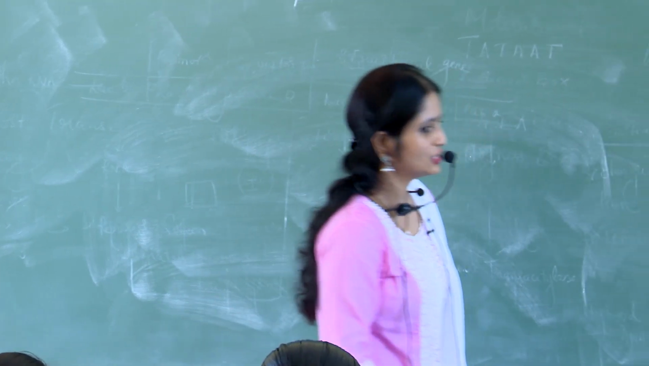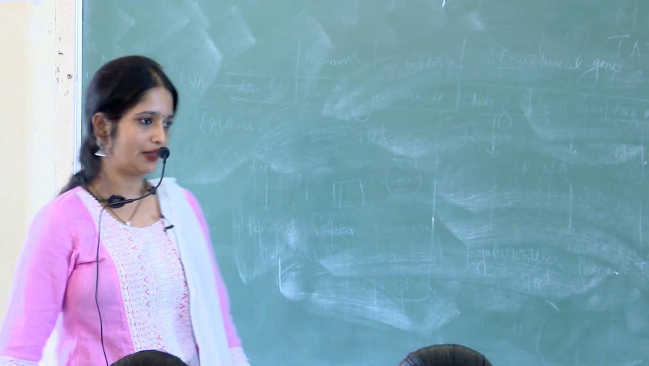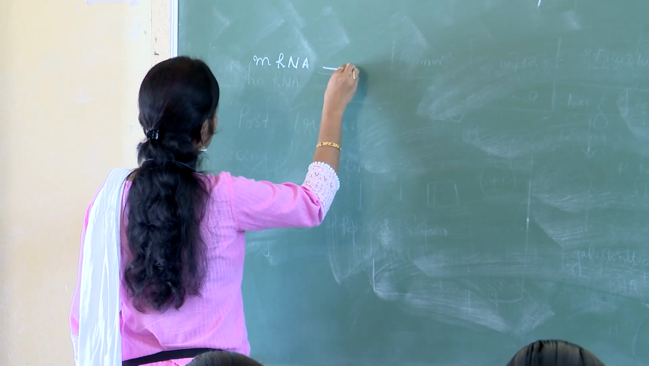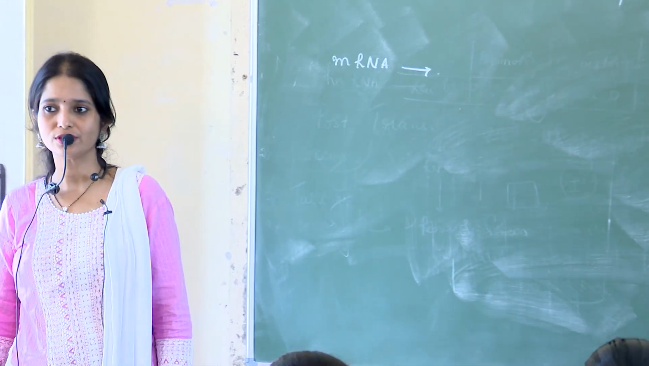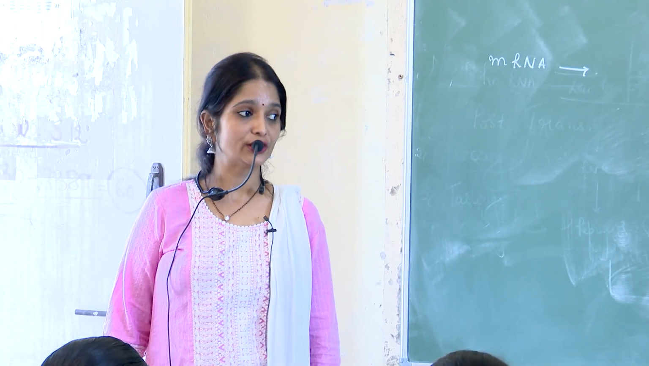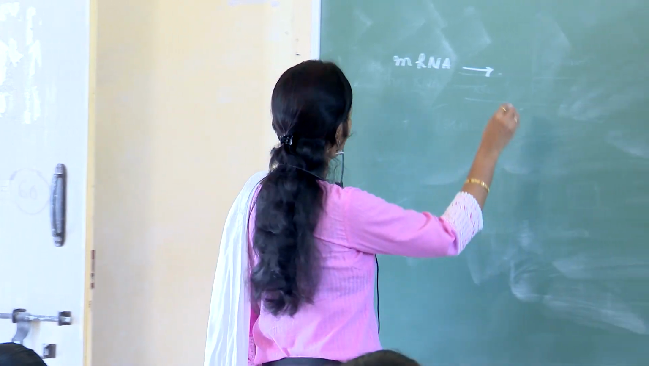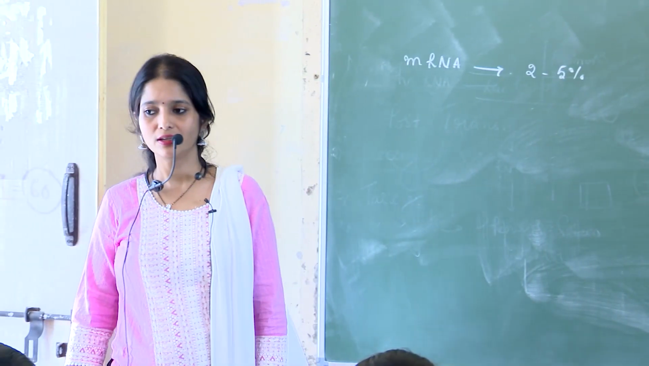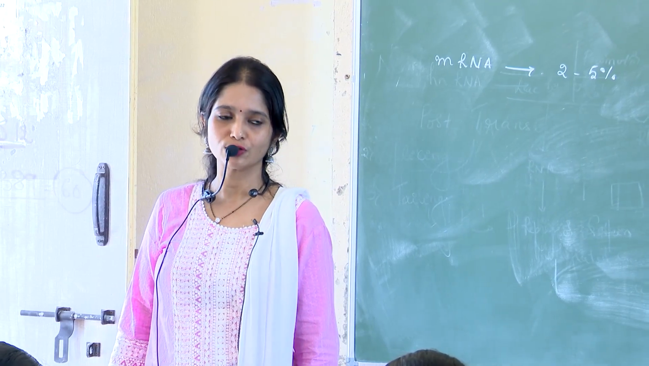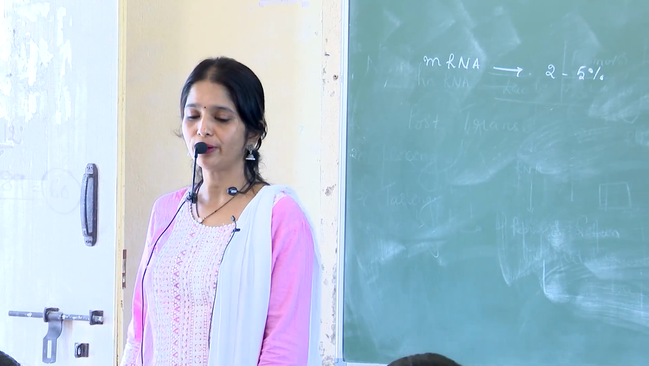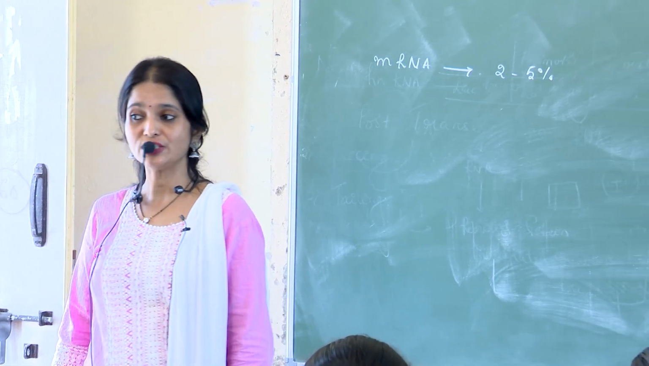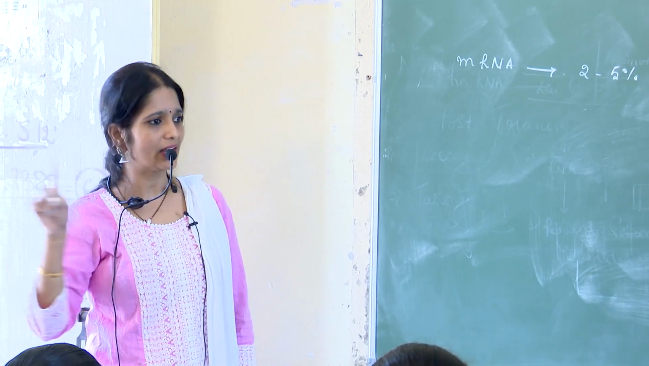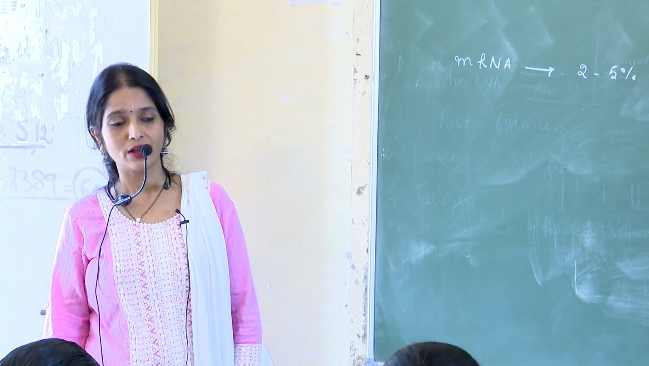What is the concentration of messenger RNA in the cytoplasm? Its concentration in the cytoplasm is somewhere around 2 to 5%, right? Yes, messenger RNA is a linear RNA. It is a single stranded RNA, linear RNA, straight RNA, right?